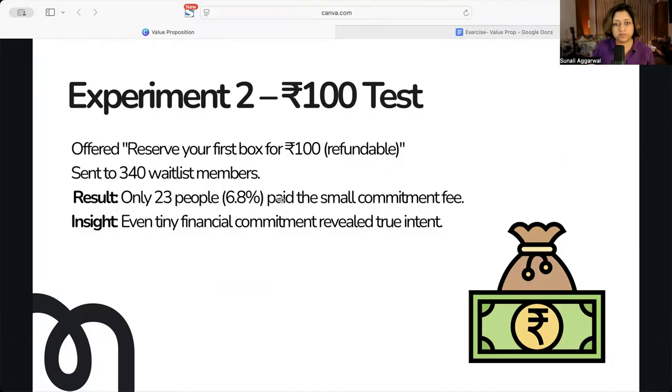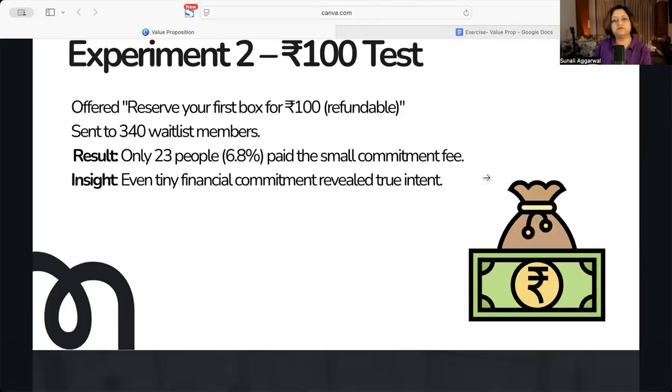Only 23 people paid the small commitment fee. That's 23 people of 10,000 that they had sent. So you can imagine the, oh, sorry, this is 23 of 340, but 23 of 10,000 only agree, right? Now, even tiny financial commitment revealed the true intent.